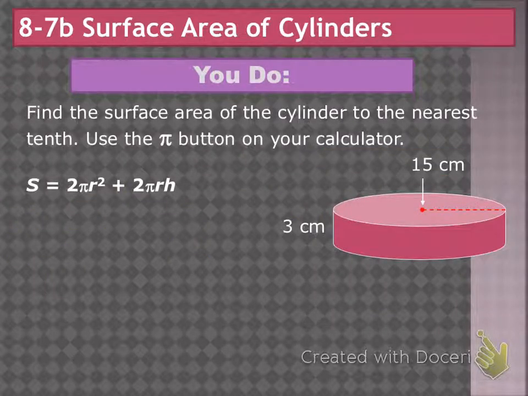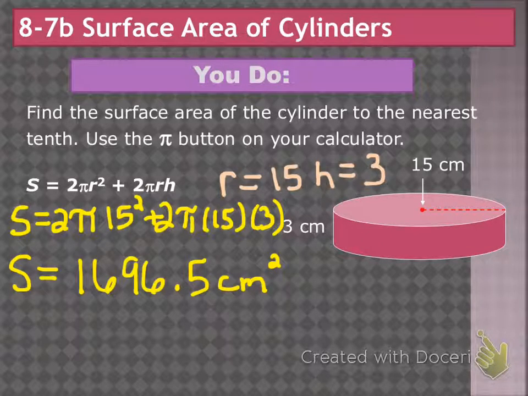So you go ahead and try this one on your own. Pause the video so that you can do your calculations. By using the radius of 15 and the height of 3, you should have written out your equation like this and gotten 1,696.5 centimeters squared.